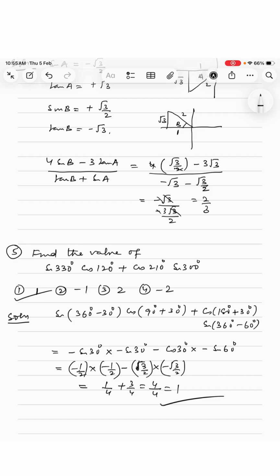So like this, in our next video, we can share many more questions of this fundamental chapter and then start compound angles.